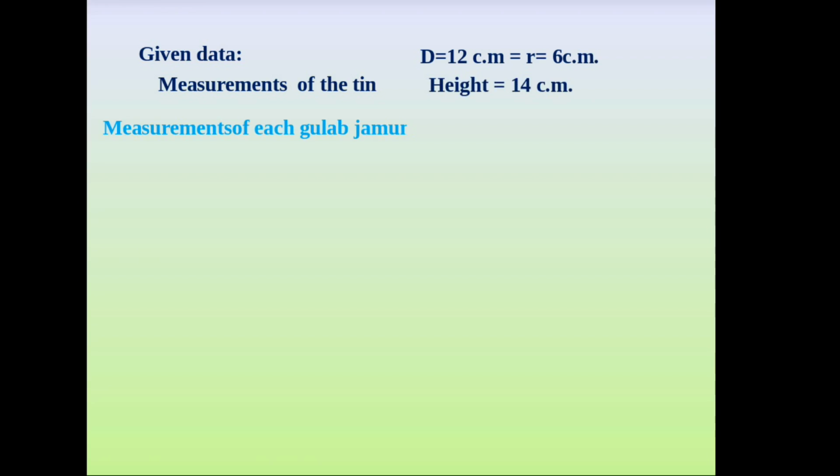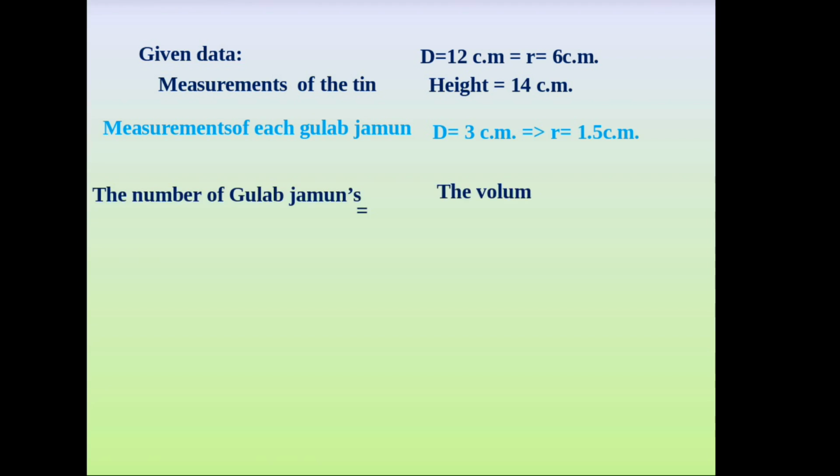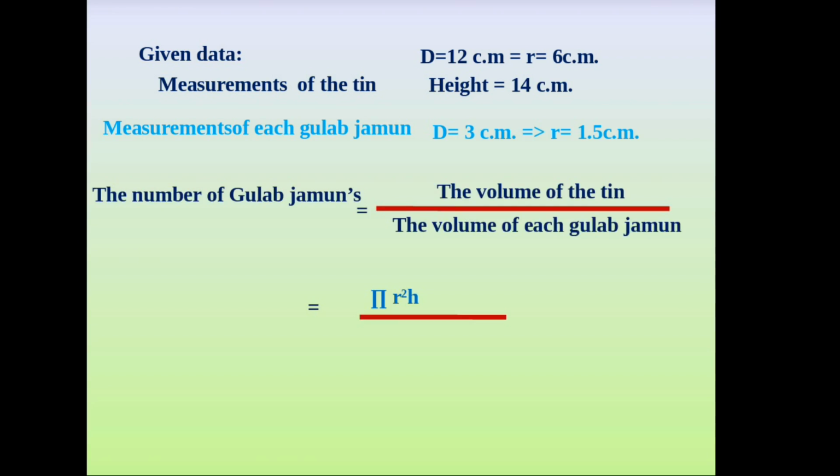measurements of the tin: diameter is 12 and R is equal to 6 centimeters. Height is equal to 14 centimeters. Measurements of each gulab jamun: diameter is 3 centimeters, so R is equal to 1.5 centimeters. The number of gulab jamuns is equal to the volume of the tin by the volume of each gulab jamun, which is equal to pi r square h by 4 by 3 pi r cube.